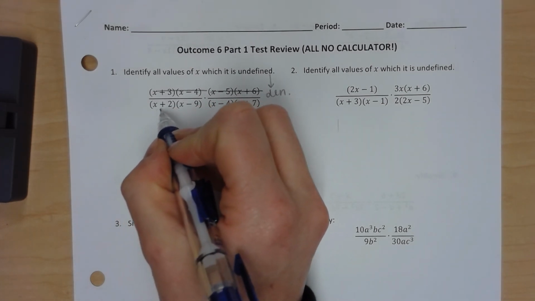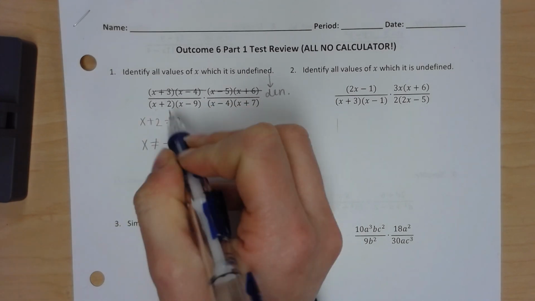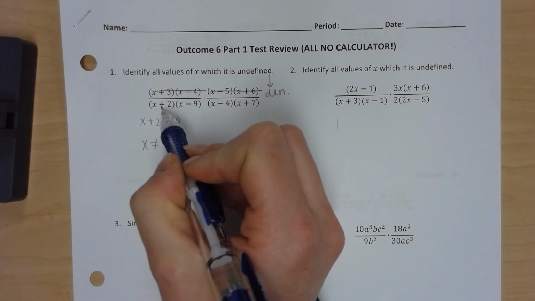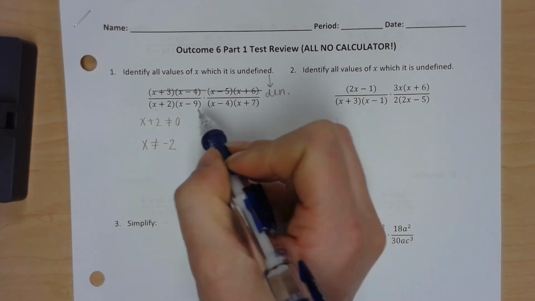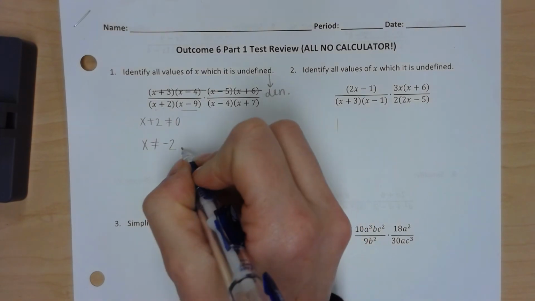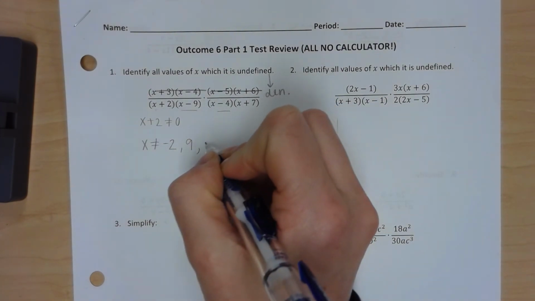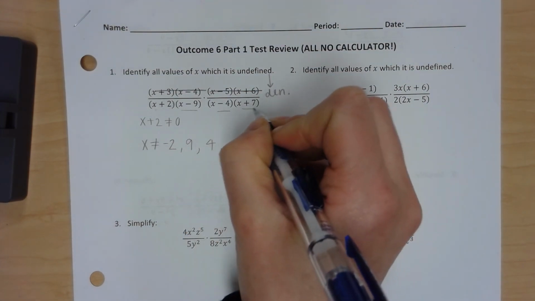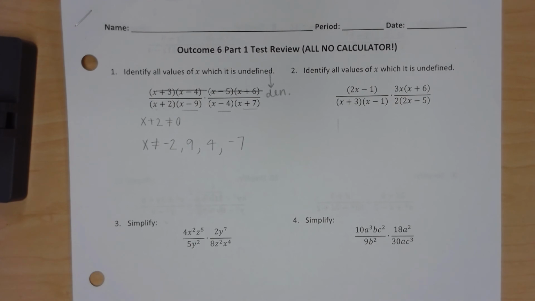parentheses. If I have x plus 2 and I were to set that not equal to 0, I would get that x cannot equal negative 2. It is always just the opposite of what's inside those parentheses. So from this one, I would also get that x cannot equal positive 9, x cannot equal positive 4, and x cannot equal negative 7. Go ahead and try number 2.